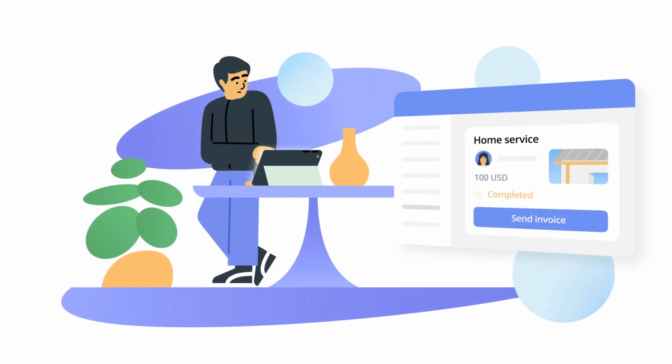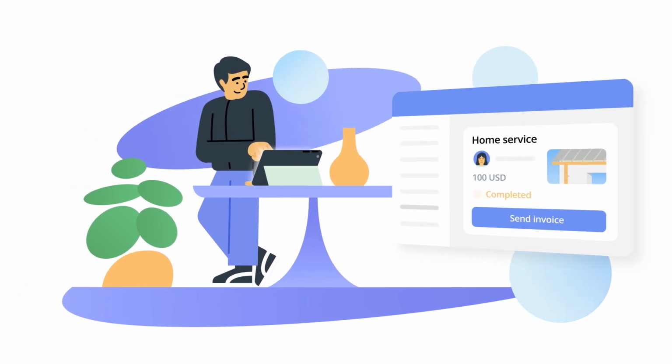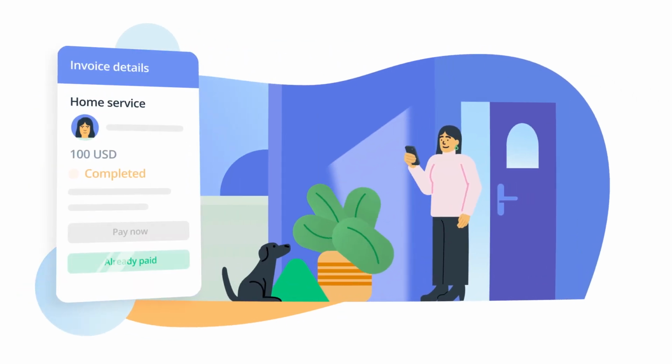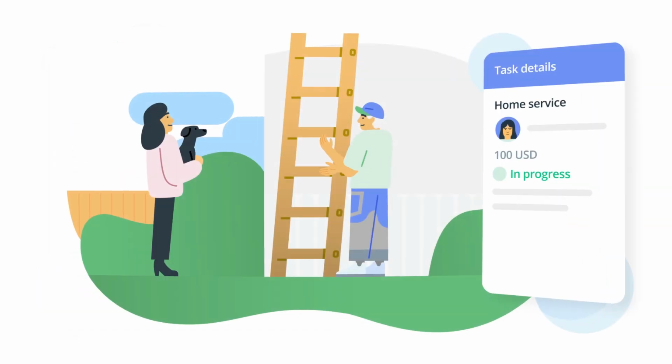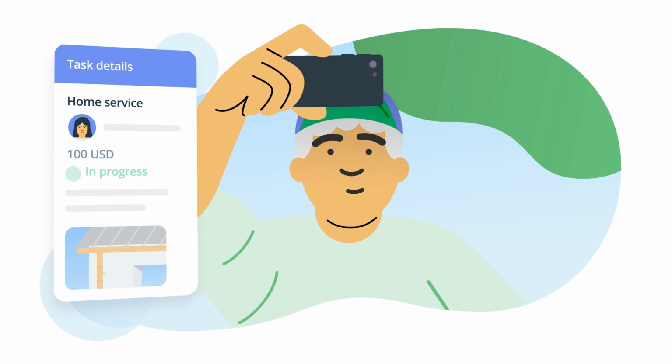A CRM system is a tool that helps businesses keep track of their interactions with customers. It makes it easier to manage customer information, improve communication, and simplify the sales process. Today, we'll show you how to use it on your IKOL website.